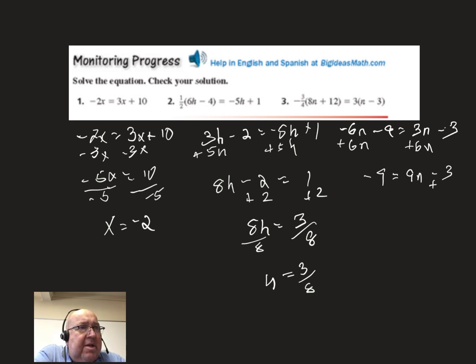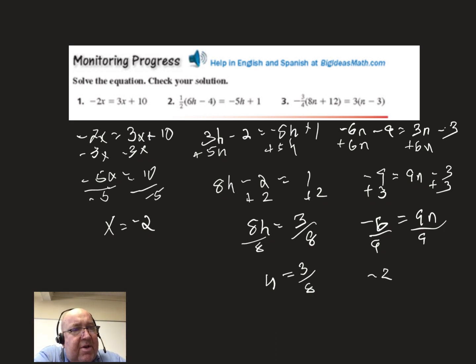We're going to add 3, add 3. We're going to get negative 6 is equal to 9n. Divide by 9, divide by 9. And I can take 3 out of both of those, so I'm going to have negative 2/3 is equal to n.